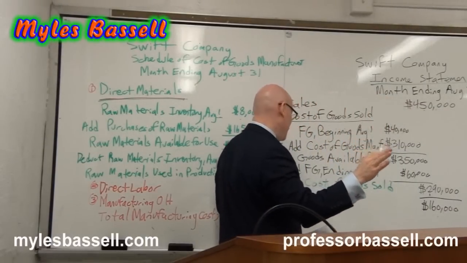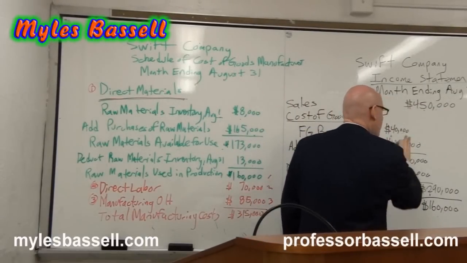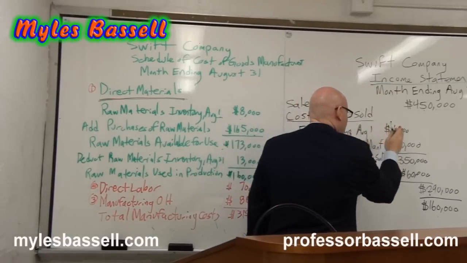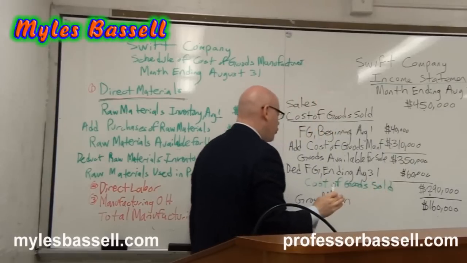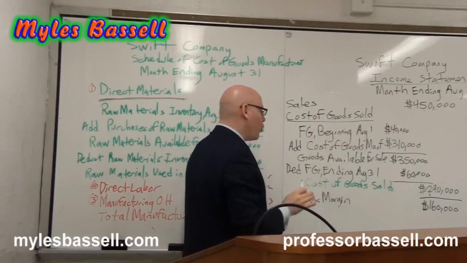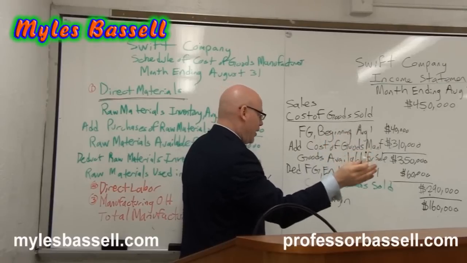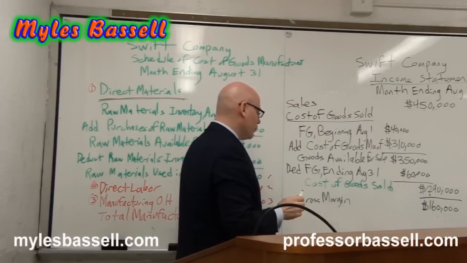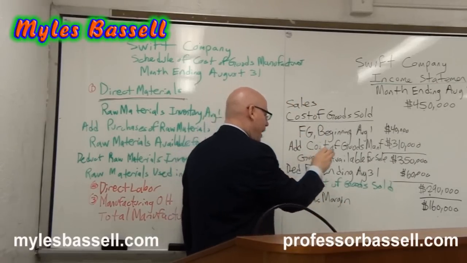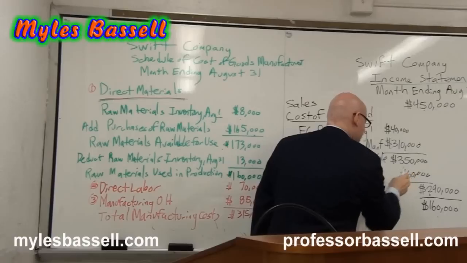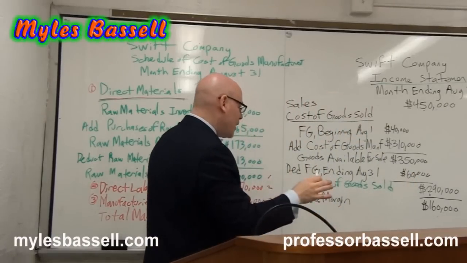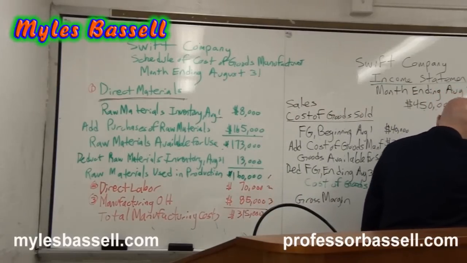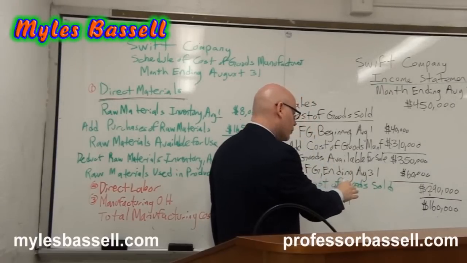Now we get a chance to use that. We add that here, the $310,000. So we add the finished good at the beginning to the cost of goods manufactured, and that gives us, we said, the goods available for sale, which is the $350,000. Then we deduct the ending finished good inventory, which is $60,000. And that gives us the cost of goods sold. So we see cost of goods manufactured and then cost of goods sold.